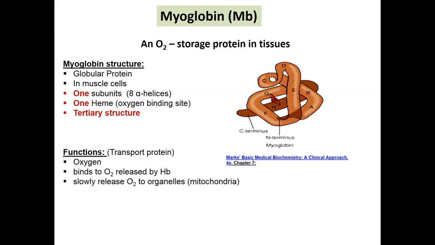So myoglobin only has a tertiary structure, it's a monomer. It is composed of 8 alpha helices and 1 heme, so 1 oxygen binding site, and it doesn't have a quaternary structure. So myoglobin can only bind 1 oxygen. It only has 1 heme. Hemoglobin binds 4 oxygen. It has 4 hemes, all right? So myoglobin picks up oxygen that is released by hemoglobin and slowly releases it to the mitochondria for utilization in the mitochondrial transport chain. So it doesn't have regulators, it just picks up the oxygen that is around, okay?